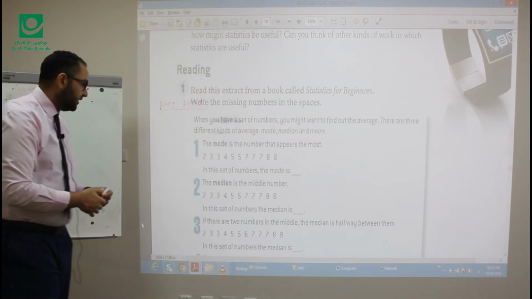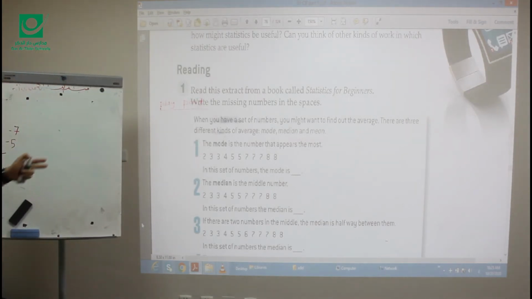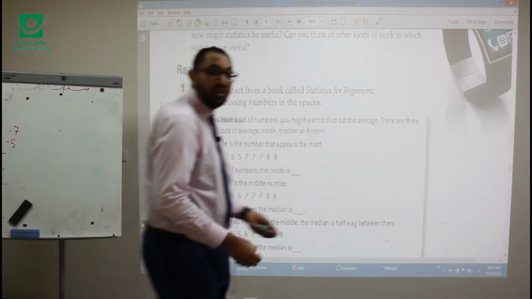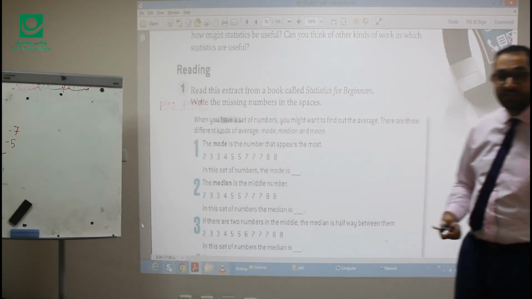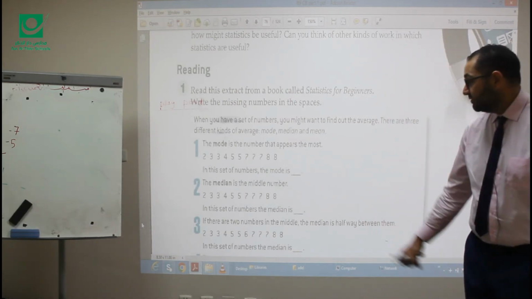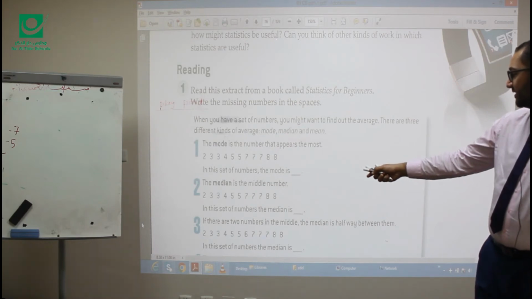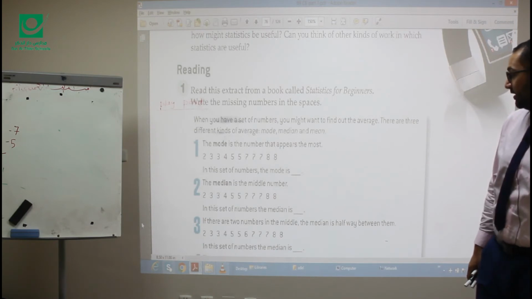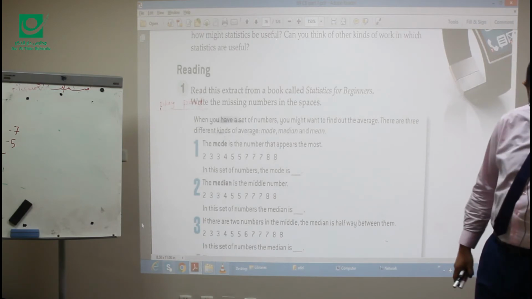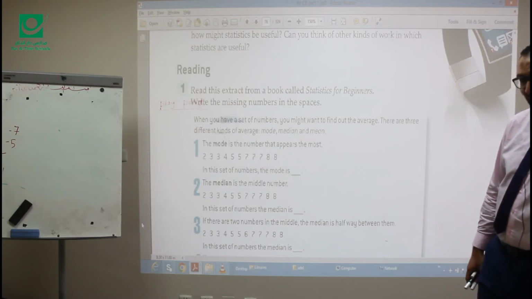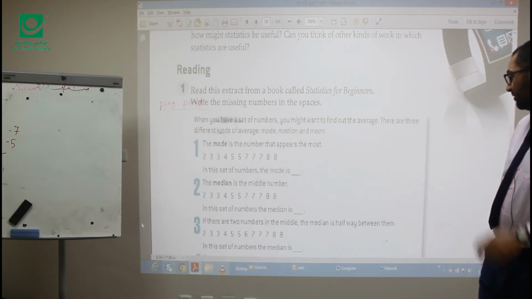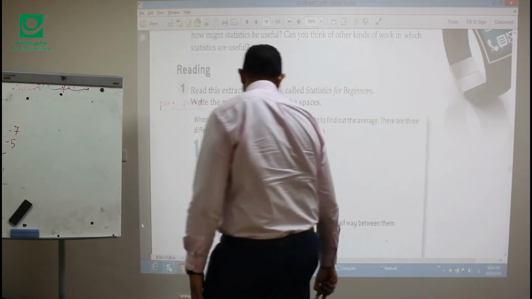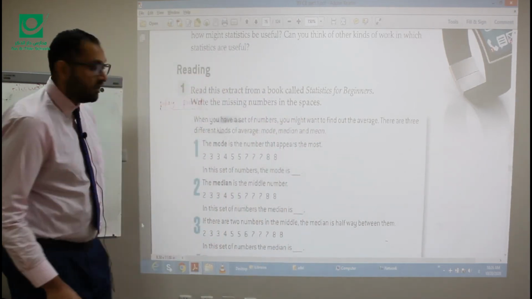Also, the third thing is that if you have two numbers in the middle, the median is halfway between them. So think of that and tell me, how would you do it? Because you're studying this in mathematics. Find the two numbers, 1, 2, 3, 4, 5, 6, 7, 8, 9, 10, 11, 12. So the two numbers are 5 and 6. Thank you. So the one between 5 and 6 is 5.5. Thank you. So you might write this here and it would be 5.5.